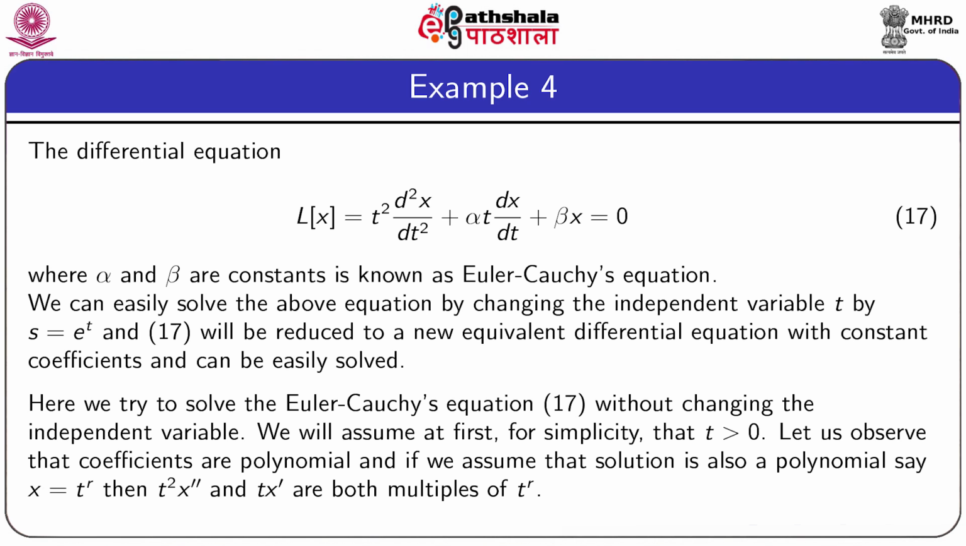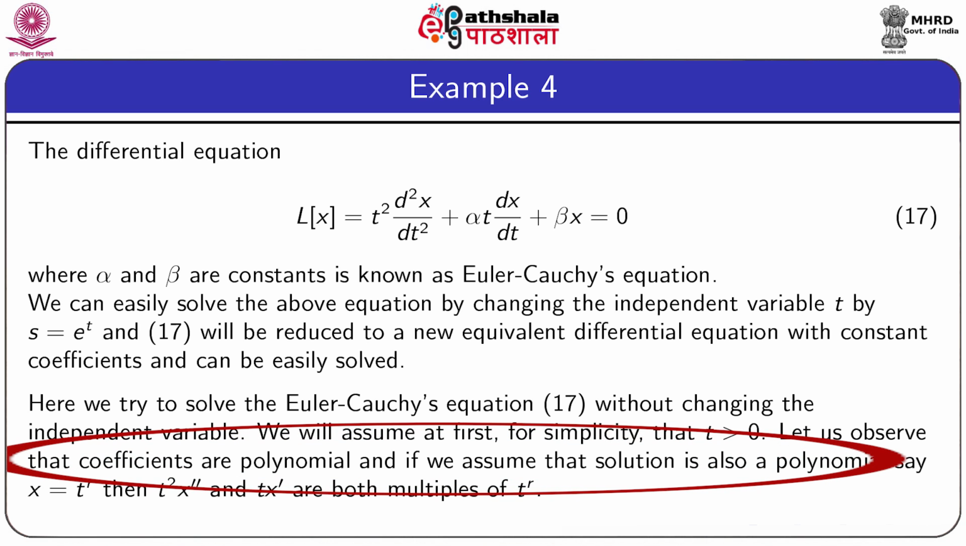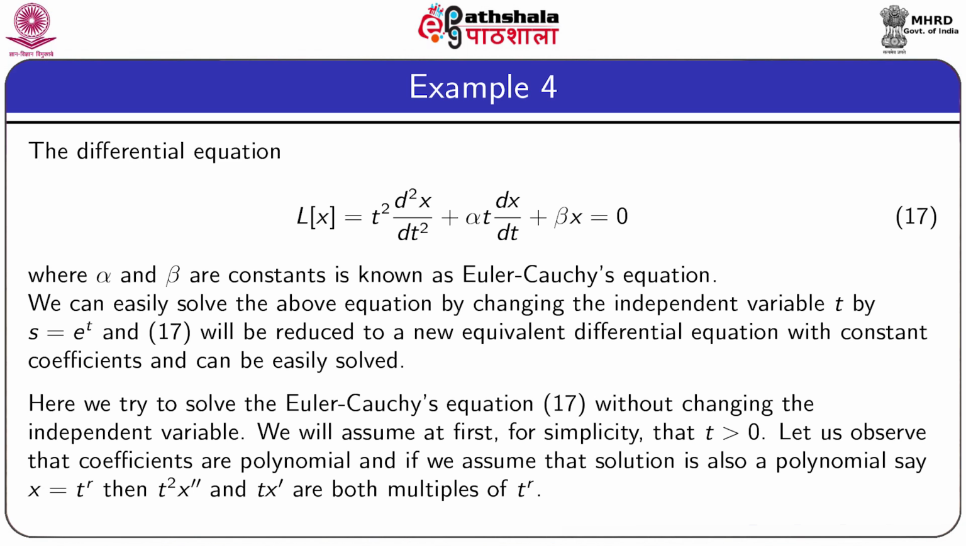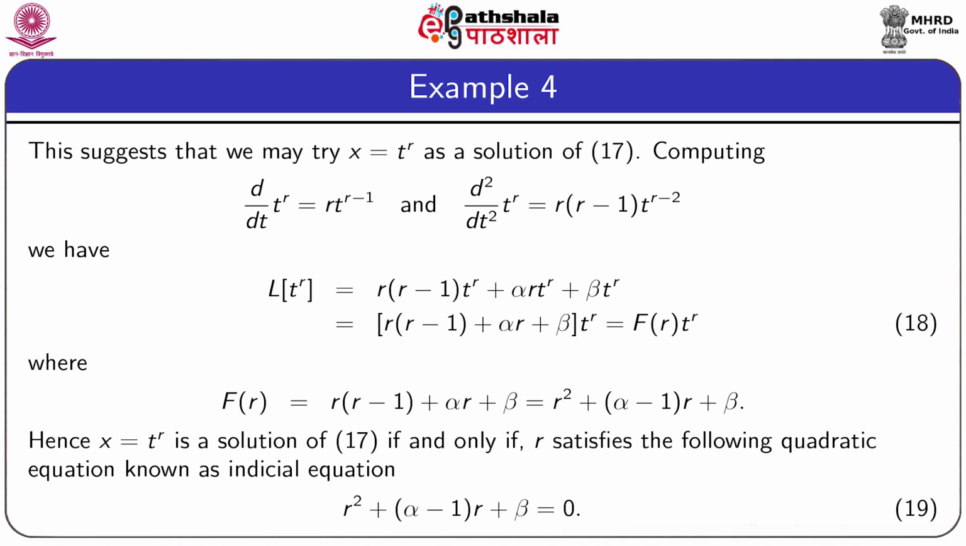Here we try to solve this Euler-Cauchy equation given by equation 17 without changing the independent variable. We will assume at first, for simplicity, that t is greater than 0, and let us observe that the coefficients are polynomial, and if we assume that the solution is also a polynomial, say x equal to t to the power r, then t square x double dash and t x dash are both multiples of t to the power r. This suggests that we may try x equal to t to the power r as a solution of 17.